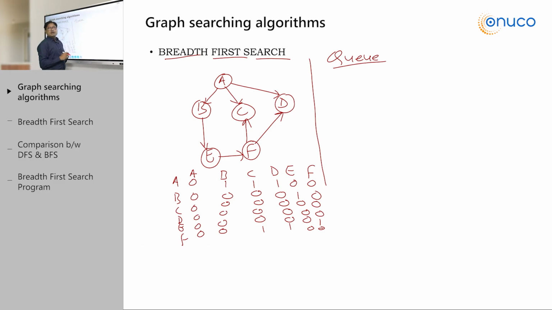How the working procedures differ: first, say A is the source vertex, so A is already visited. We can say that visited of A is already 1. If you take it as an array, the indices will be 0, 1, 2, 3, 4, 5. Now, the direct connectivity: in depth first search we went from A to B, B to E, E to F and so on.